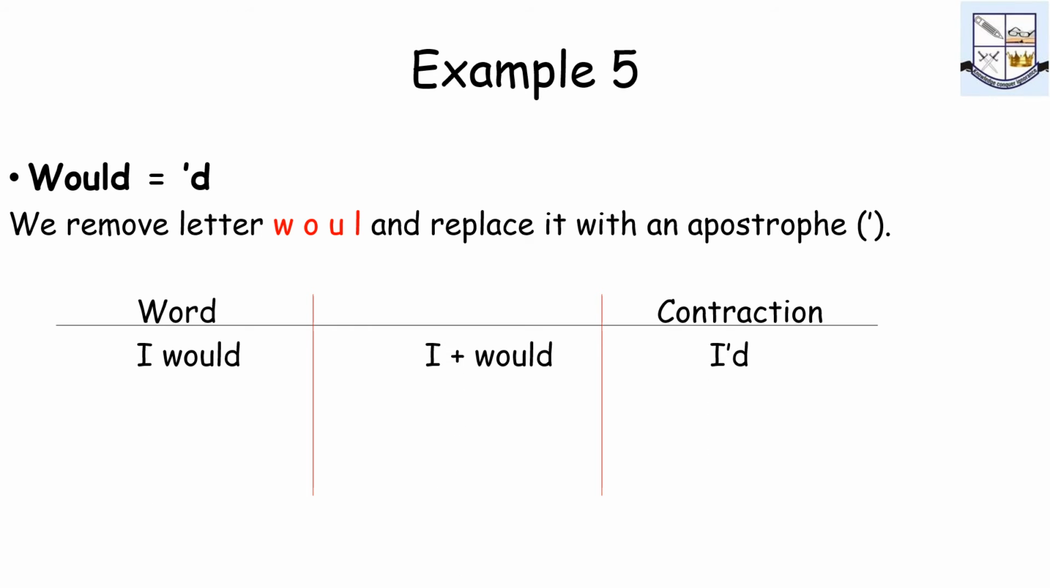I would. The contraction for I would is I'd. He would. The contraction for he would is he'd.